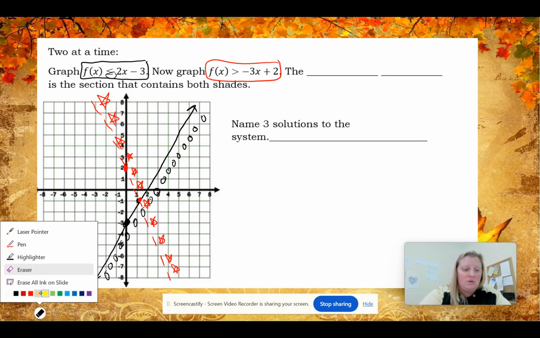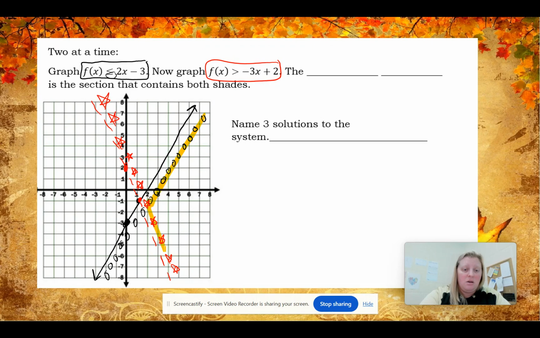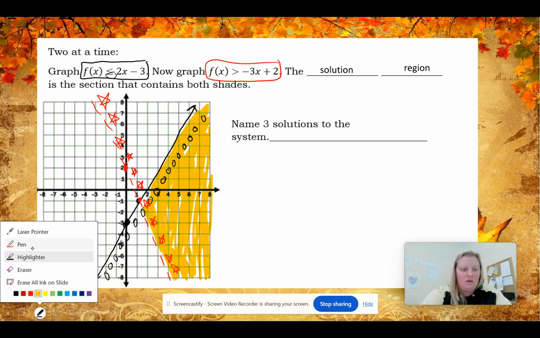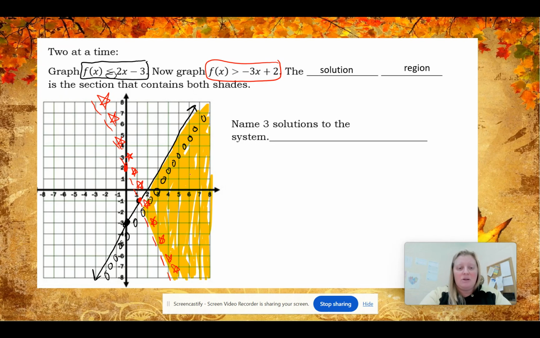Now if you look at this region right here, you can see that that's going to have circles and stars in it. So that's the region that you want to go ahead and shade. All right, so if you have not, go ahead and shade that right now. Any point in that region would count as a solution. So when we do that, we call that the solution region, and any solution will be lying inside of that shaded area. So I'm going to use my graph and name 3 solutions.